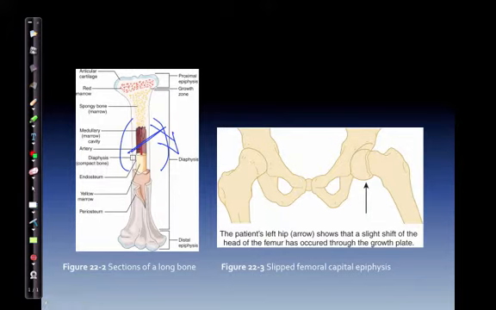As far as figure 22.3, this is a slipped capital femoral epiphysis. This is how it normally should look, but this one here has broken free and kind of grew back crooked. Most of the time they'll go in and apply Steinmann pins to this and surgically repair it.